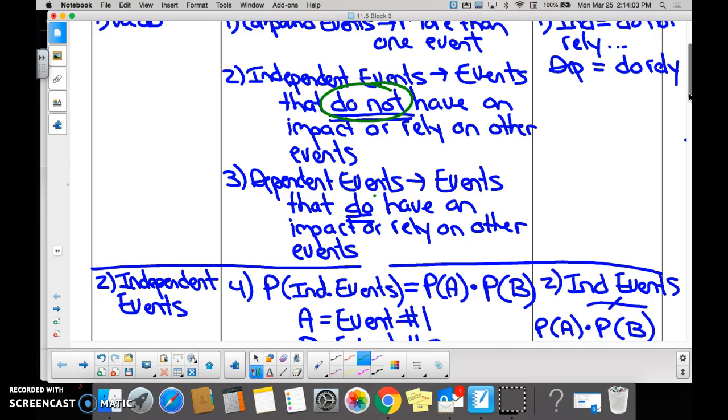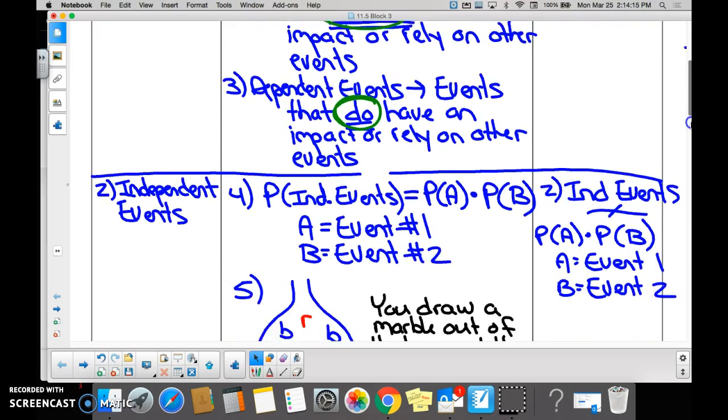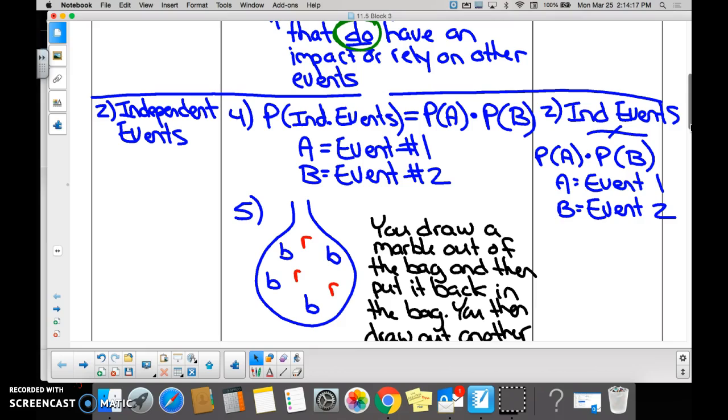Dependent events do impact other events. Okay? So really important you understand the difference between independent and dependent. So moving on down to number 2 then, we said that formula to calculate independent events would be the probability of the first one by the probability of the second one.